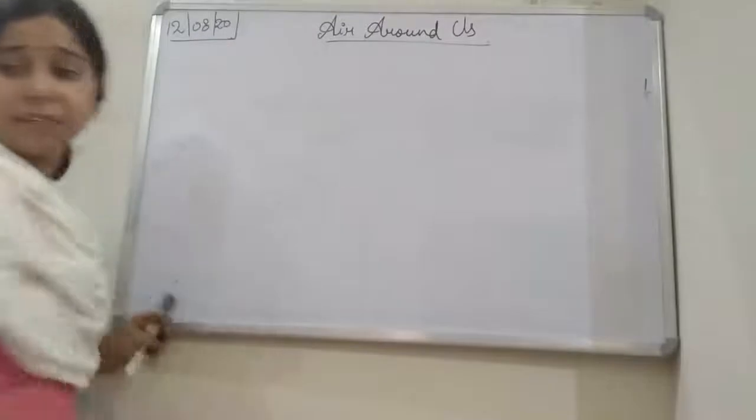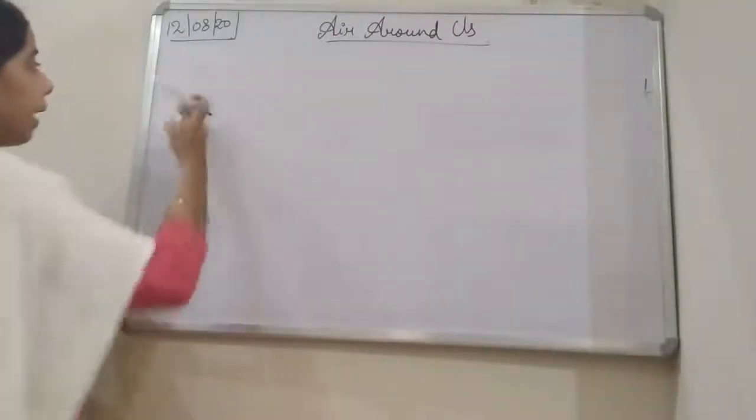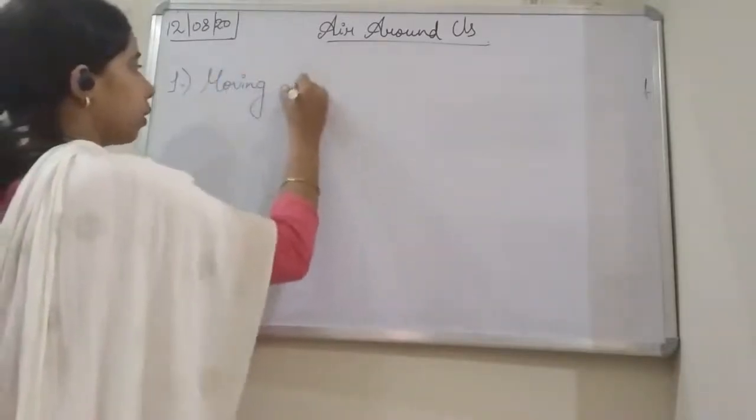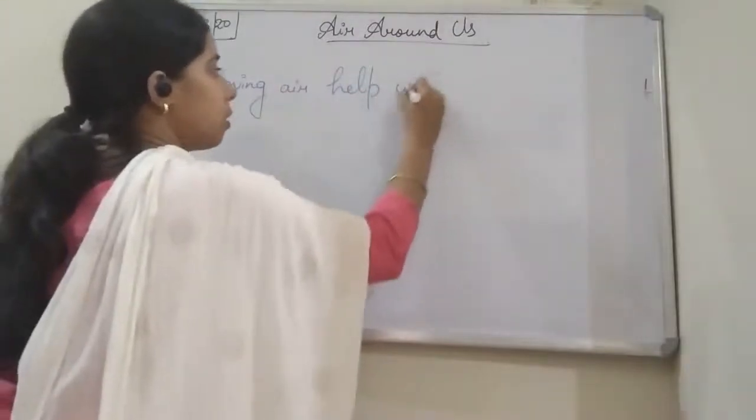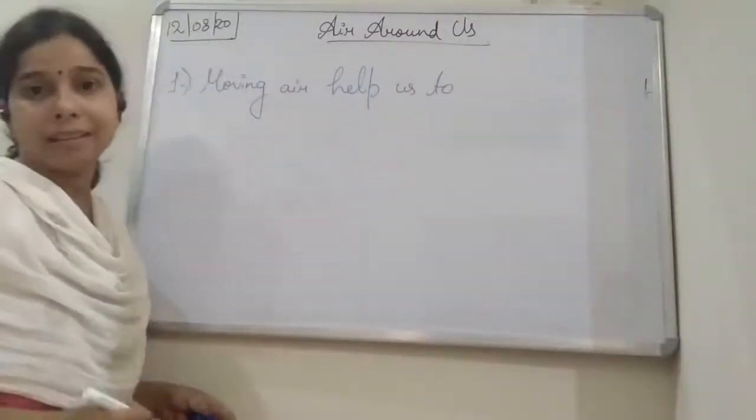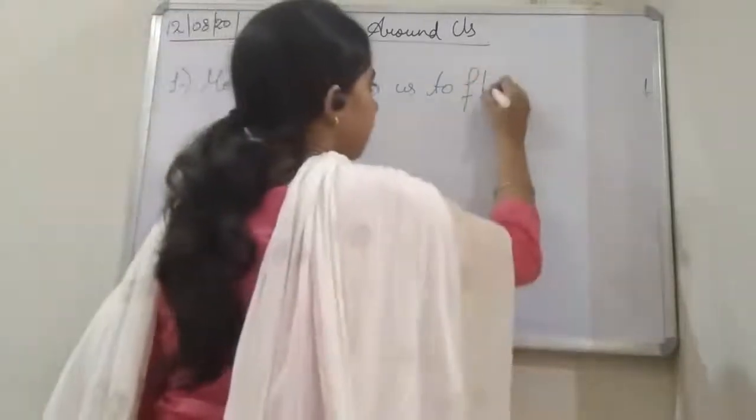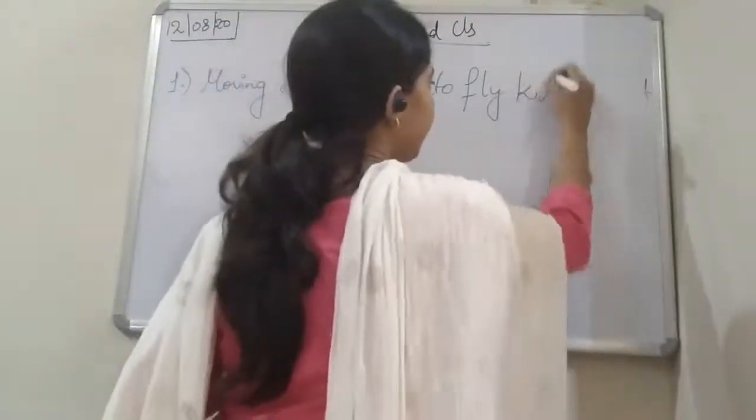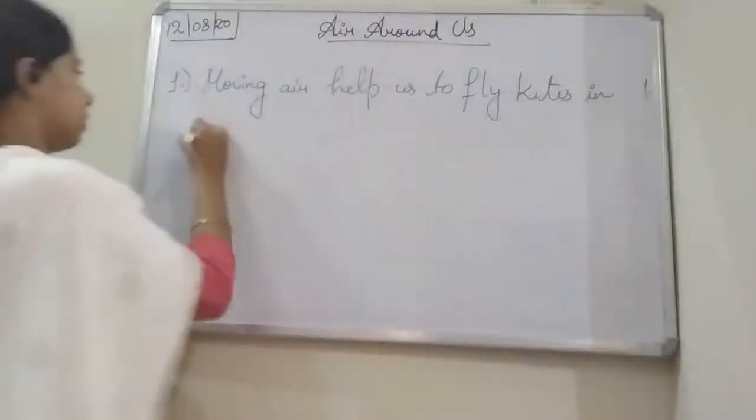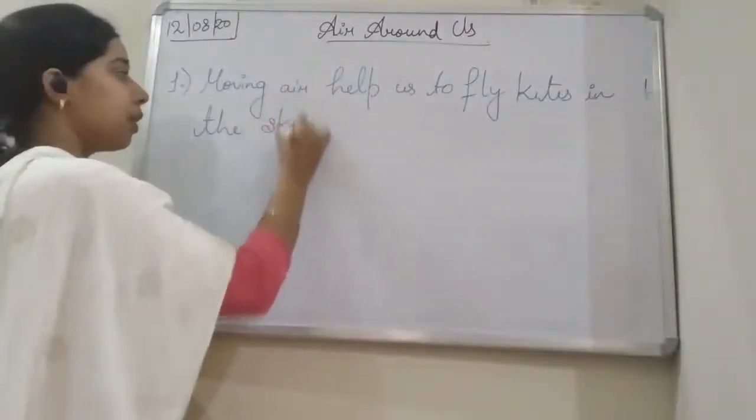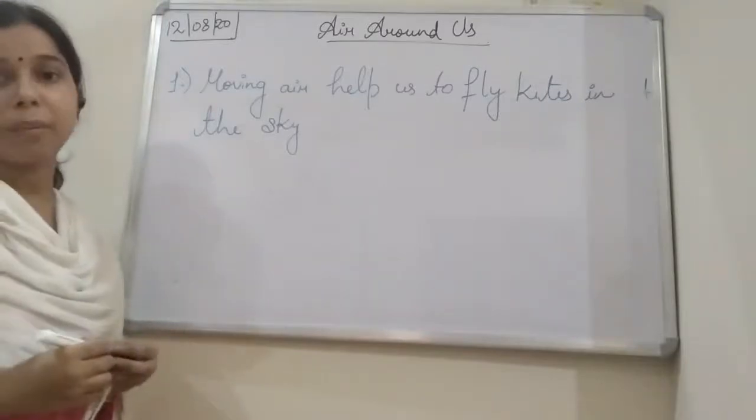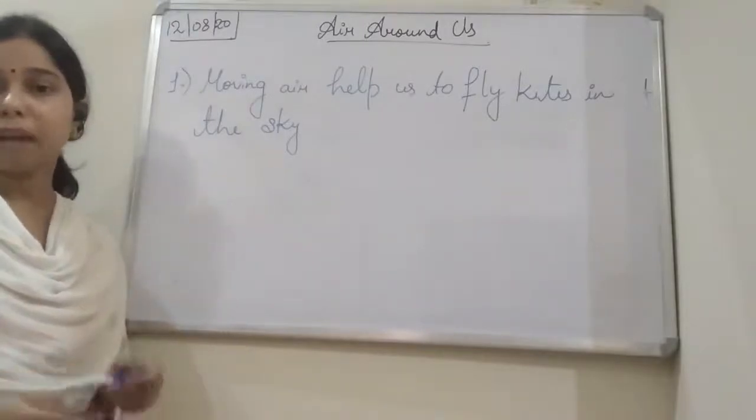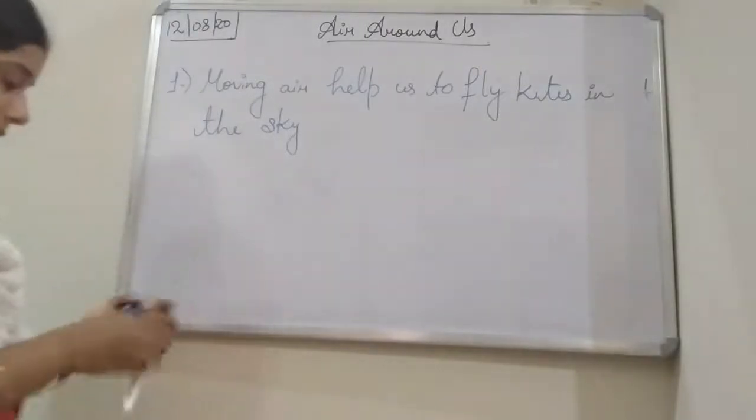So you see here, student, the first one: moving air helps us to fly kites in the sky. Okay, so we can write that it helps in flying kites in the sky. You know, students, if there is no wind, it will not be easy for us to fly the kite. So we can say that wind helps us to fly kites in the sky.